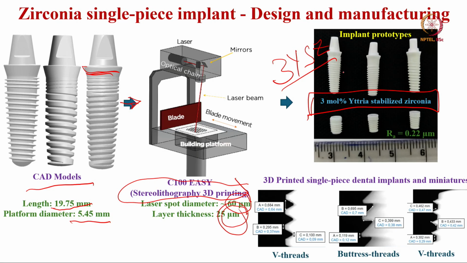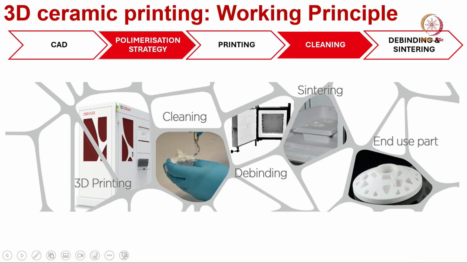After the 3D printing is over, what is stereolithography based ceramic printing, I am going to explain to you soon. These are the as-machined implant prototypes that have been manufactured, with surface roughness values around 0.2 micron. So, it is much less than 1 micron, which is what is clinically acceptable. And these are 3D printed single-piece dental implants, and you can see these are V threads, these are buttress threads, and there are also V threads.